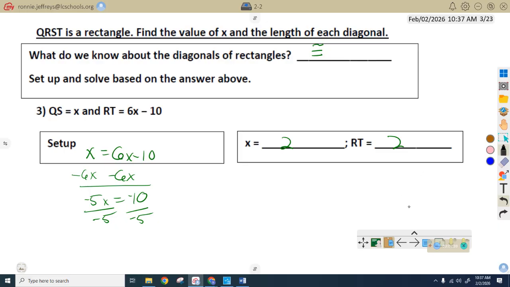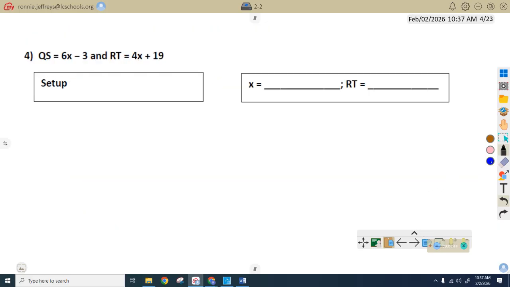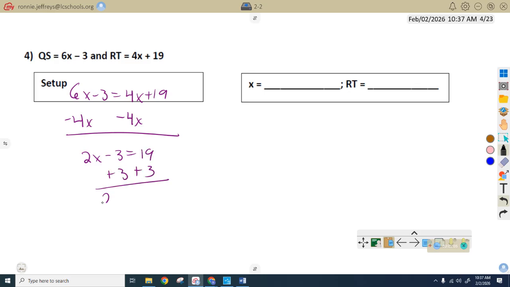All right, so that is number 3. Number 4, we set up kind of the same way. Plus 3, 2x equals 22. So x is 11. All right.